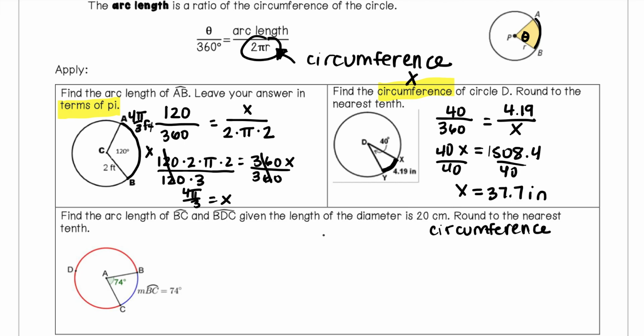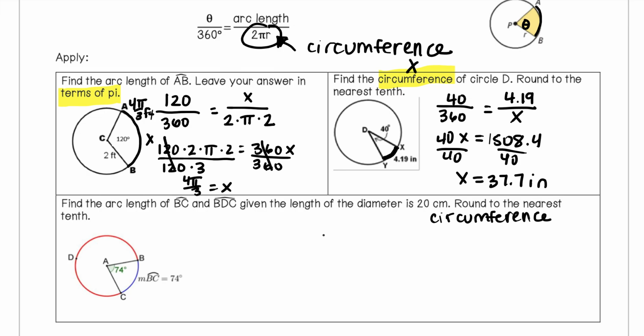And last but not least, we are asked to find the arc length of the arc BC and the arc BDC, given the length of the diameter is 20 centimeters. So if our diameter is 20 centimeters, that makes our radius 10 centimeters. And I'm going to first start by finding my arc length of BC. So in order to do that, I'm going to use that theta of 74 degrees and set that on top of 360 degrees and say, well, I want the arc length BC, and that's going to be all out of my entire circumference, which is 2 times pi times 10.